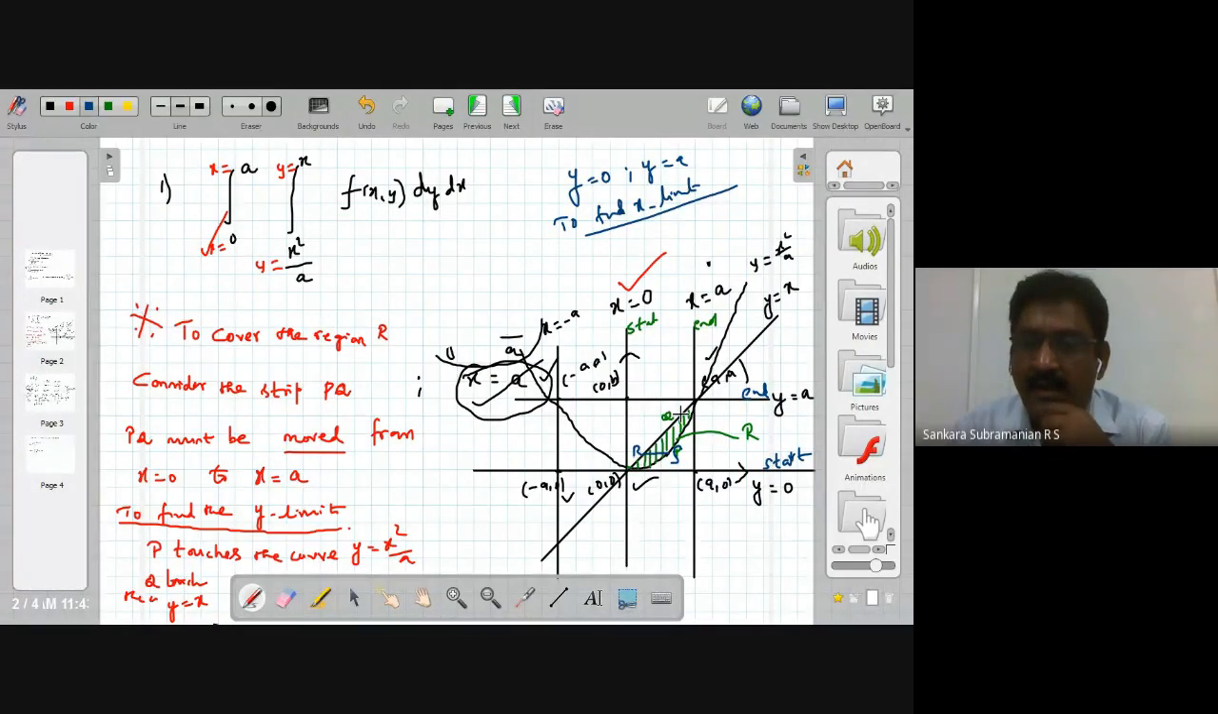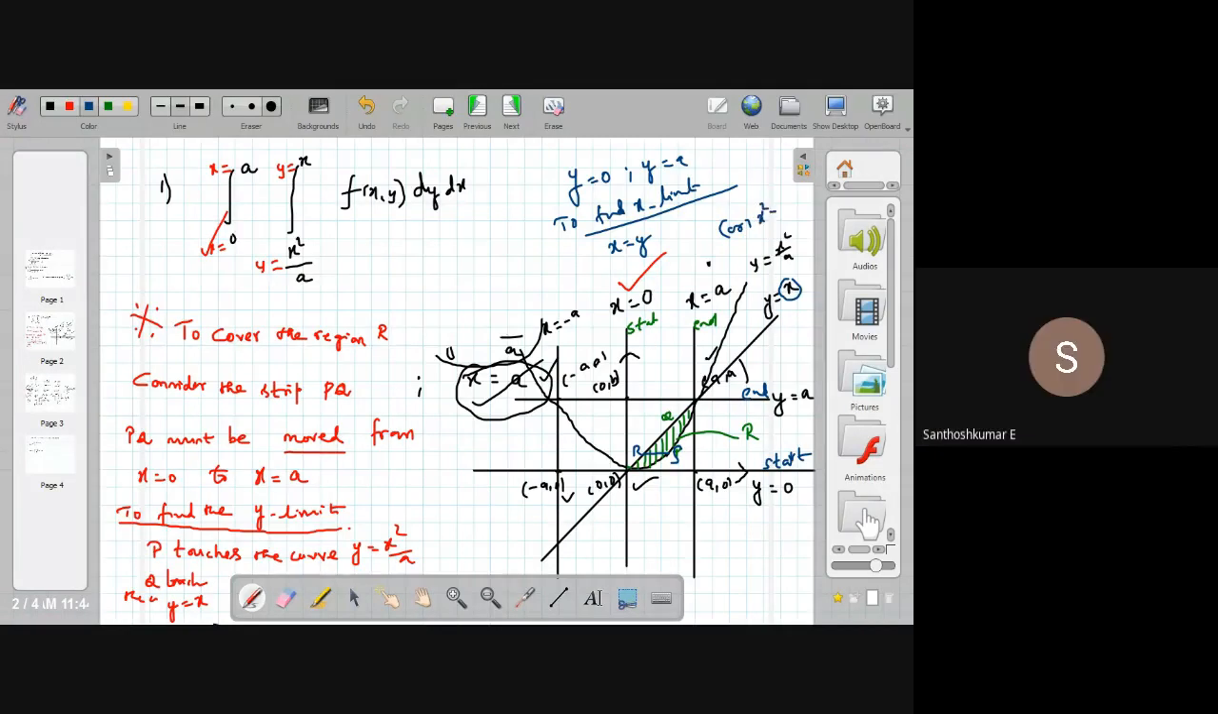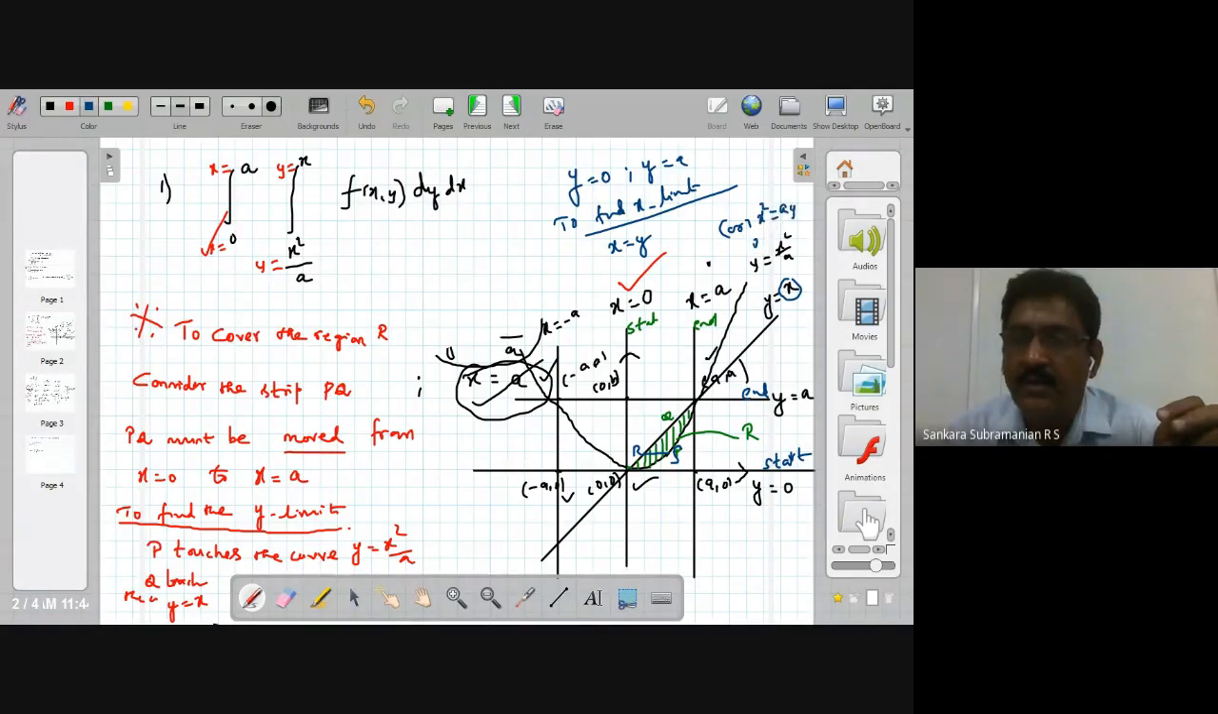Now R touches y equal to x. Sorry, we need the x limit. So we can write y equal to x, or change it to x is equal to y. Similarly, S touches y equal to x square, or x square equal to ay, or x is equal to square root of ay.